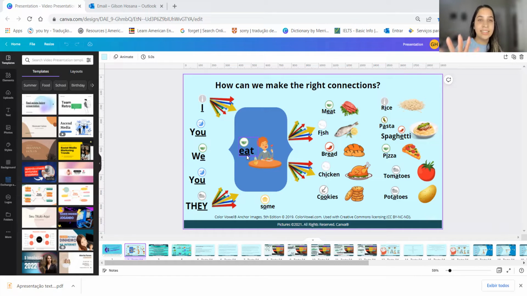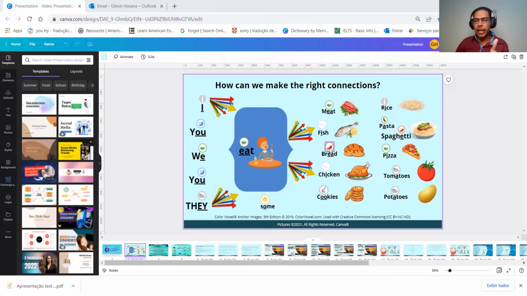Green tea, eat. Yeah, we have many ways to use this slide here, but I can connect some words like this. For example, blue, green, green. You eat pizza. Okay, so you eat pizza. Oh, that's okay. You eat pizza. Color Vowel teaches us that spelling isn't pronunciation.